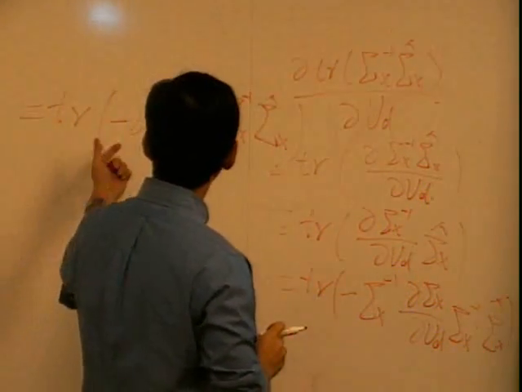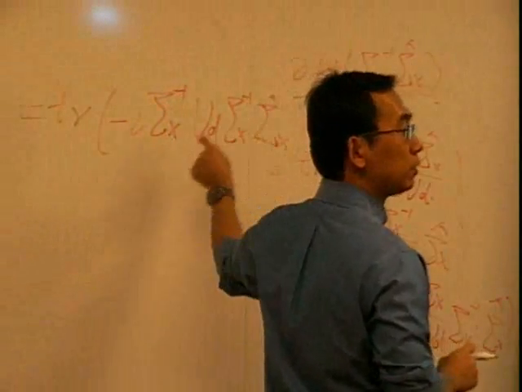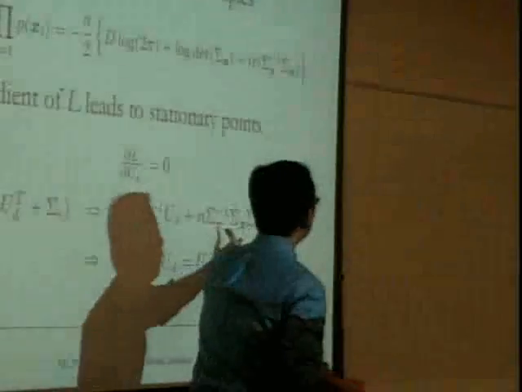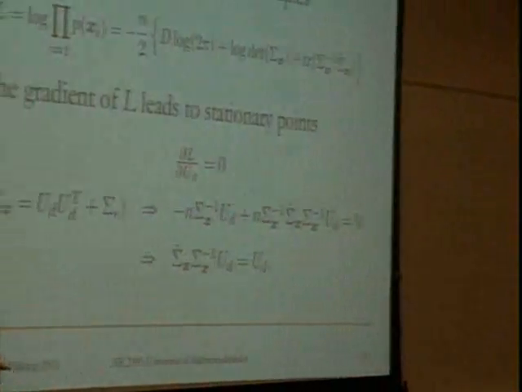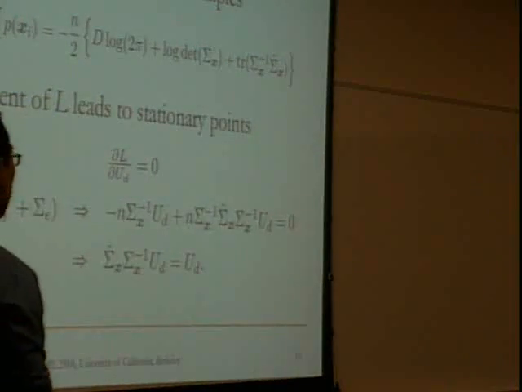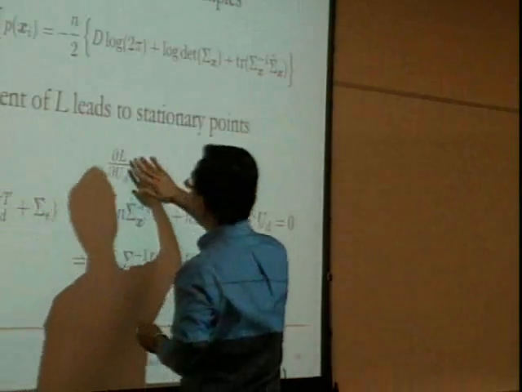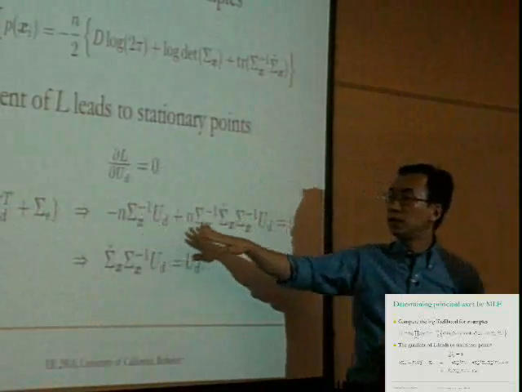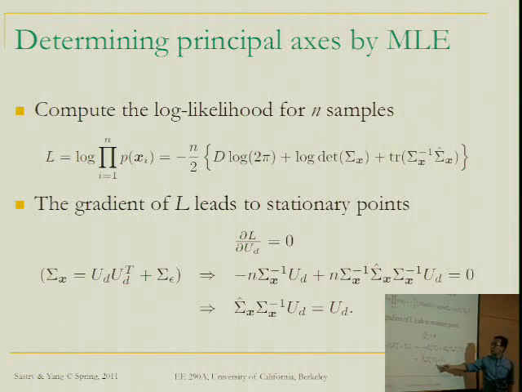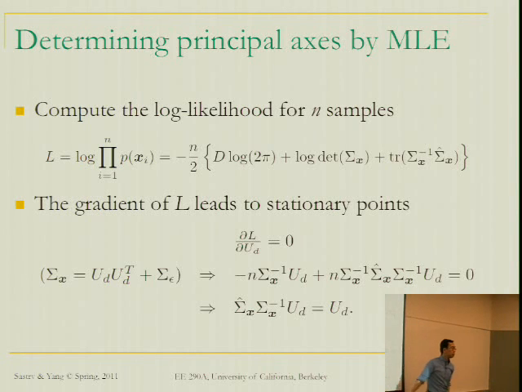And next, we know that you can arbitrarily change the order of the matrices inside the trace. That gives you this one, right? So you move these two terms to the right-hand side, and then you get that equation. So at the end, from taking the partial derivative of L with respect to UD, you get this equation. Okay? And then you can also eliminate the inverse of sigma x, and then you get this constraint. Is this clear?